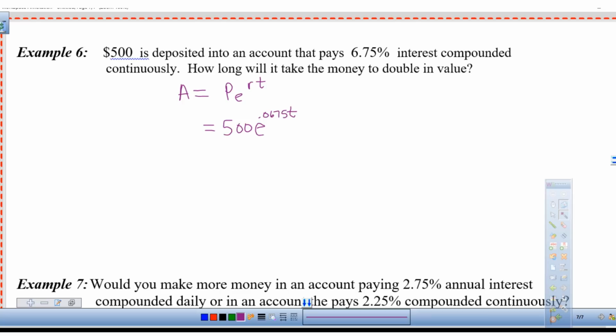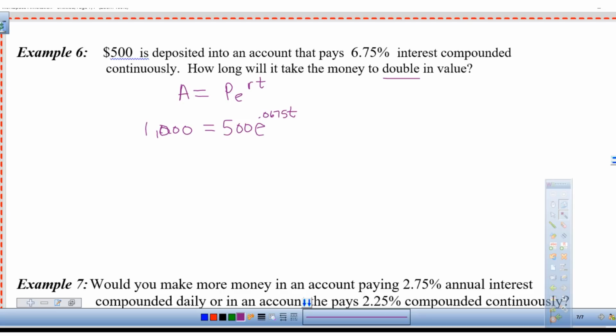I'm out of numbers, and I don't have something for A. What do I put there? It is double, so what do I put here? 1,000. It's going to double. It started with 500, and it's going to double. Good. Everybody stop right there.